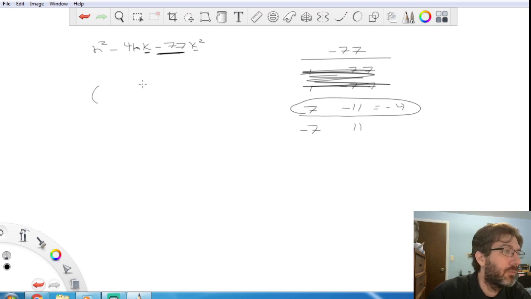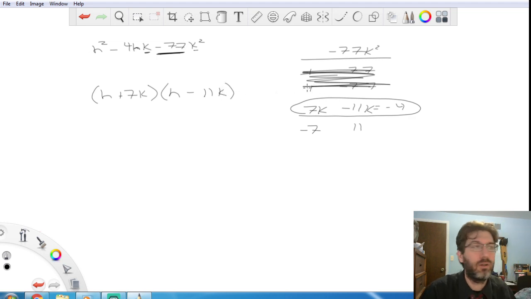So we're going to go back to our format, our binomials. The h gets split up because there are only two factors of the h, which are h and h. And these also, because this is actually factors of 77k squared, each of these has a k after it. And we're just going to add them in. So we have plus 7k and minus 11k. And that's really all there is to it. That's the only difference between those.